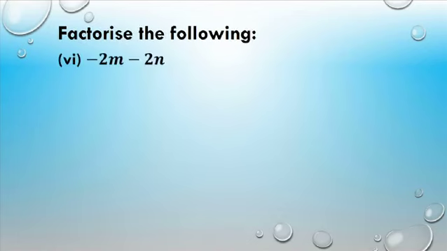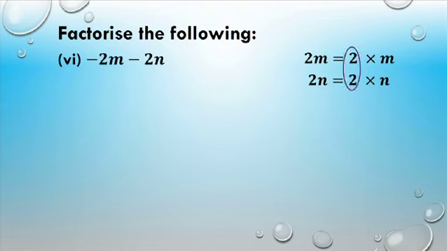Now we have minus in front of the first term here. Minus 2m minus 2n. When I'm going to find the factors, I won't take the negative sign into consideration. So I'm going to consider 2m and 2n only. So 2m is 2 times m and 2n is 2 times n. So 2 is common here.